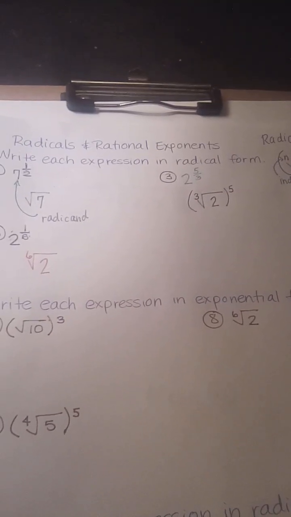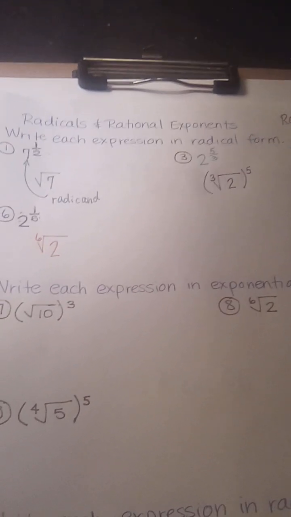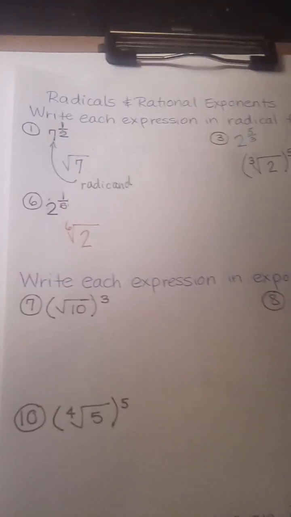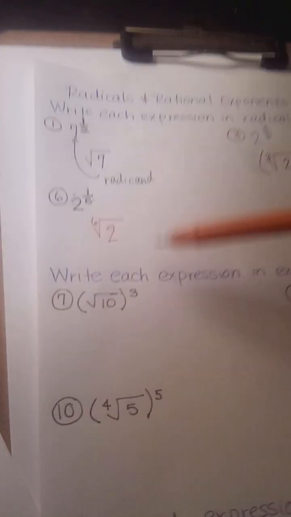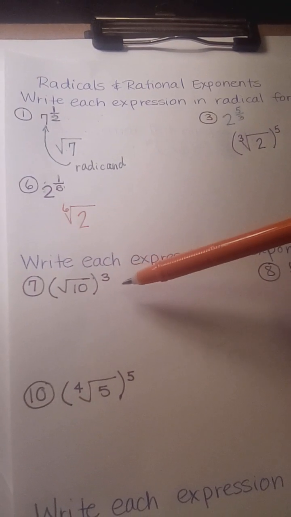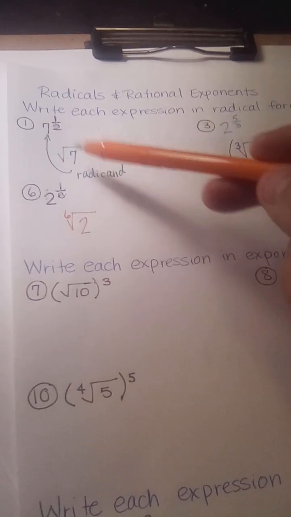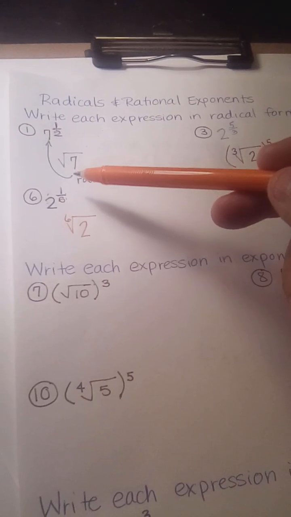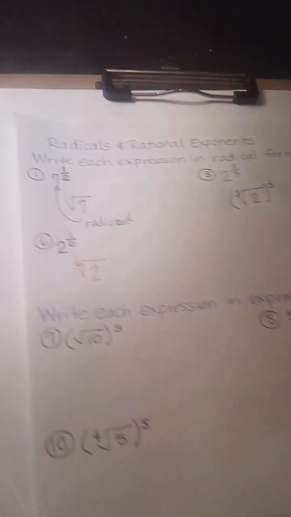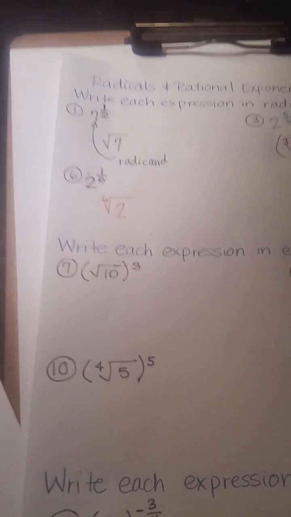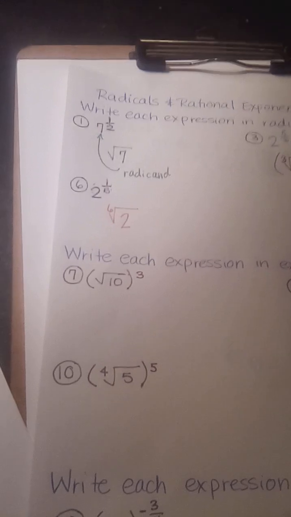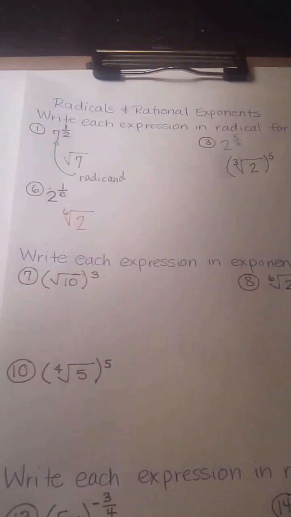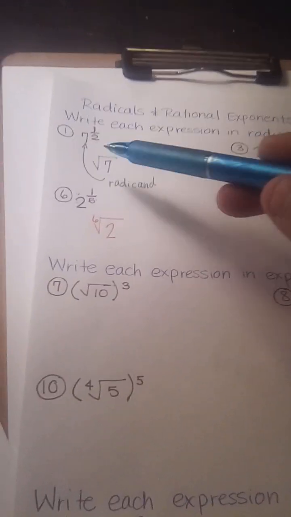Write each expression in exponential form. Problems 7, 8, and 10. Okay. All right. In order to get these into exponential form, you see these in the previous problems? Those are the exponential form. Now you're getting somewhere, right? All right. So you had to turn these into these, okay? How do we do this?